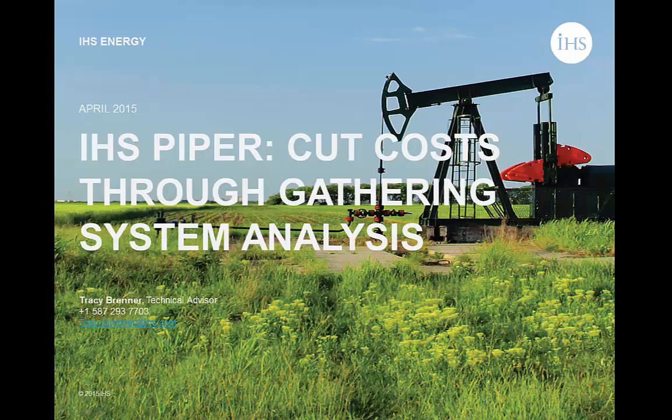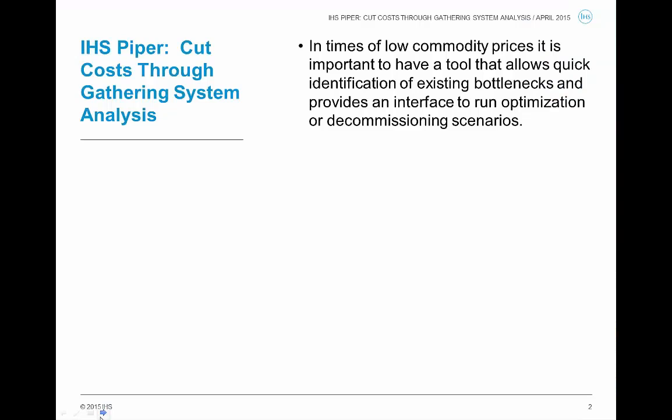Today we're going to talk about using IHS Piper to cut costs through gathering system analysis. In times of low commodity prices, it is important to have a tool that allows you to quickly identify any existing bottlenecks and provide an interface to allow you to run optimization scenarios or decommissioning scenarios. During this presentation, I will demonstrate the capabilities of IHS Piper to help you identify areas to investigate and test cost-cutting scenarios, including decommissioning and optimization.